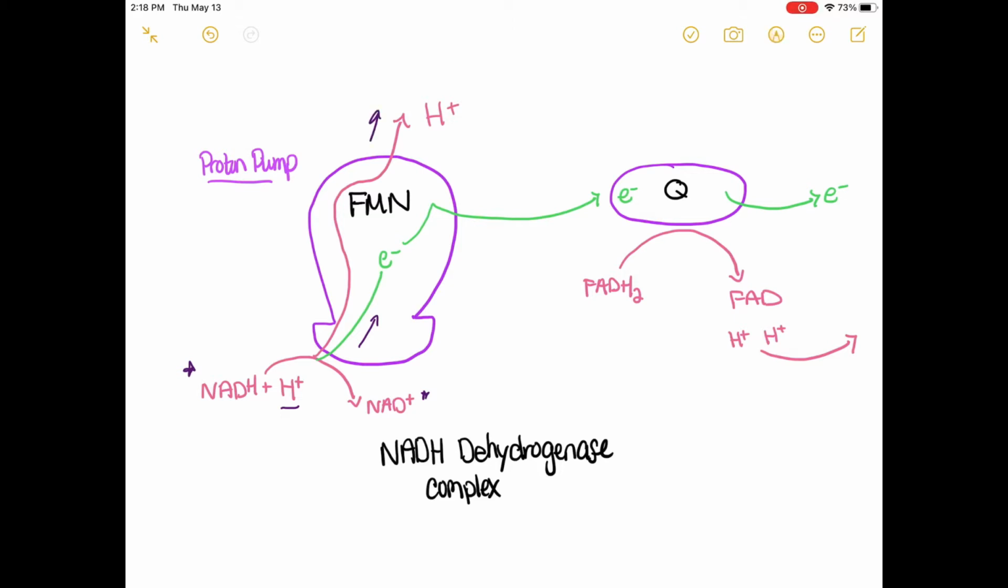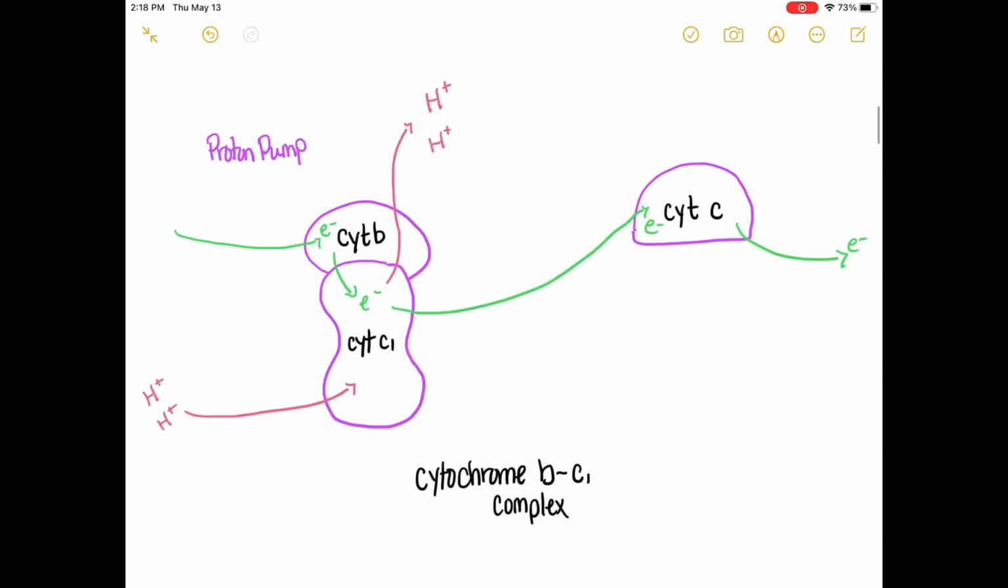FADH2 releases its hydrogens, resulting in FAD. Now, NAD plus and FAD are now able to circle back through glycolysis and the Krebs cycle. Electrons continue their journey to cytochrome B, cytochrome C1, and cytochrome C. The hydrogens released from FADH2 are pumped to the other side of the membrane by cytochrome BC1 complex.